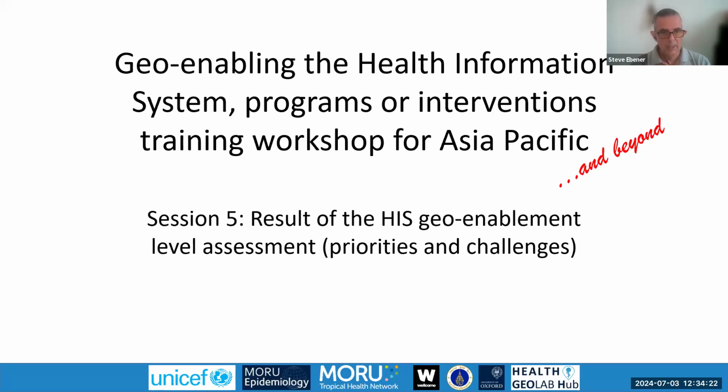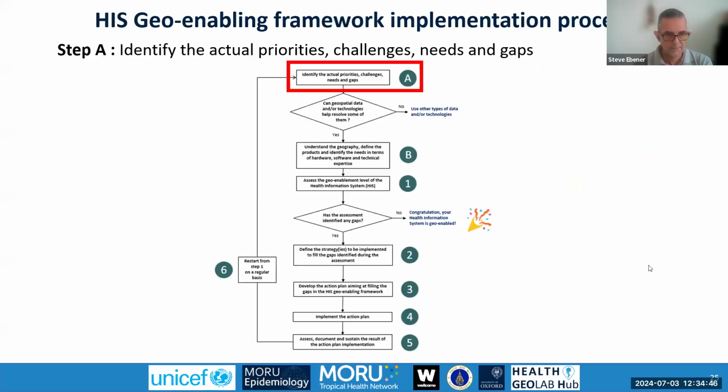Let's go to session 5 of this training workshop. What we will do here is look at the answers received for the first 2 questions of the HIS Geo-enablement level assessment questionnaire, questions that look at the current priorities and challenges of the different programs that have completed the questionnaire. Once again, this is part of the first step of the process aiming at geo-enabling a program or an intervention, so the top of step A in your whole process.